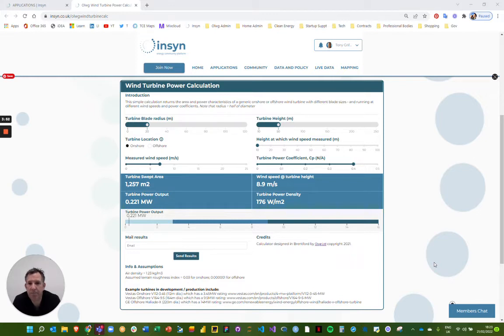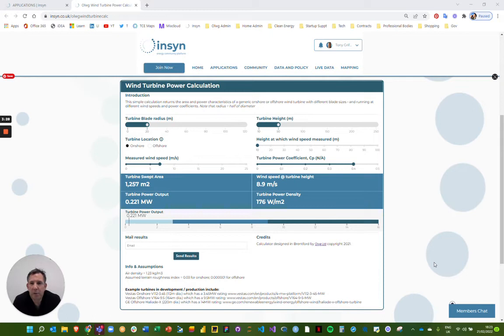So bigger is better. The second point I'd like to make is that power is proportional to the speed of the wind cubed. So this is a really big factor. So if the wind speed doubles, you get 8 times the amount of power. And if the wind speed triples, you get 27 times the amount of power.